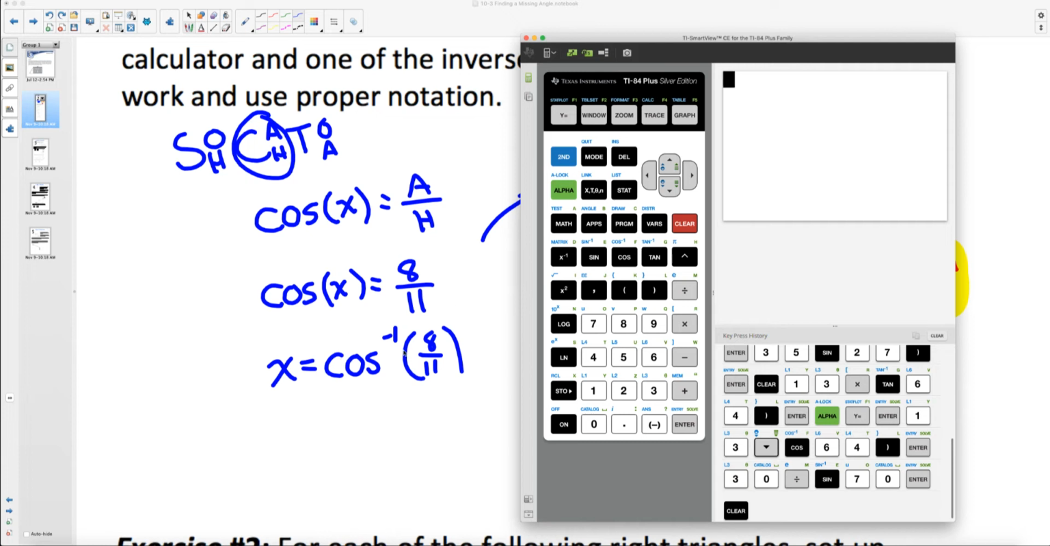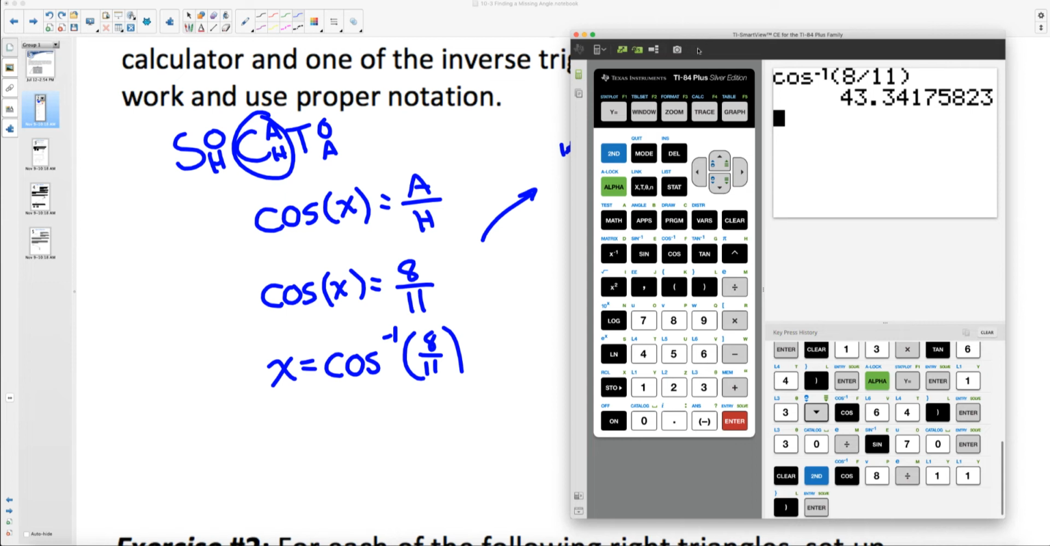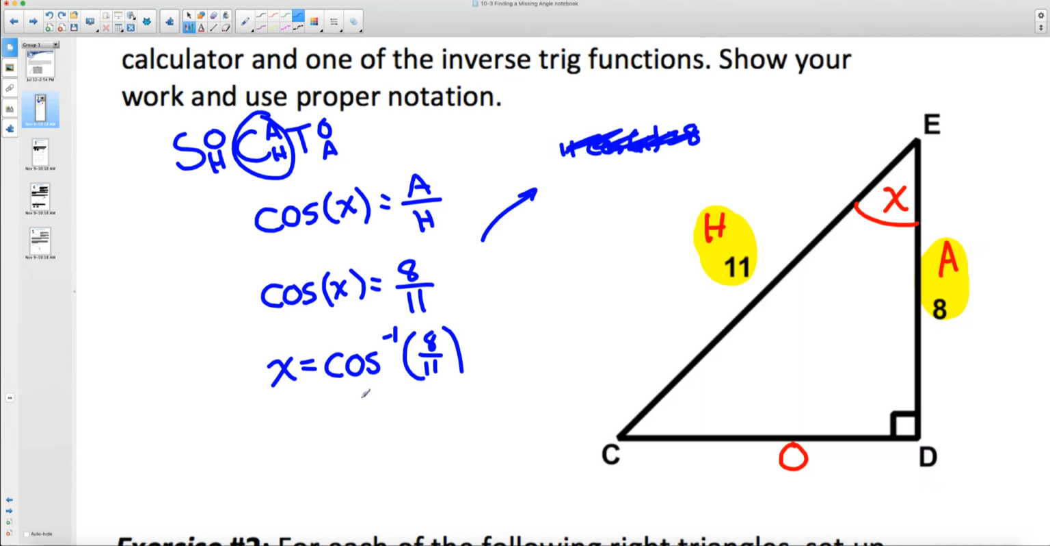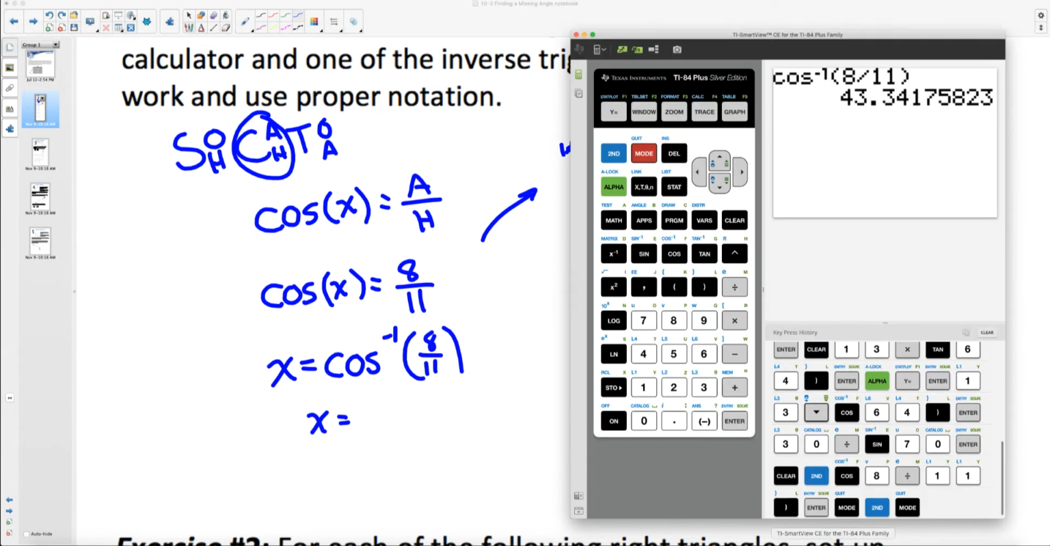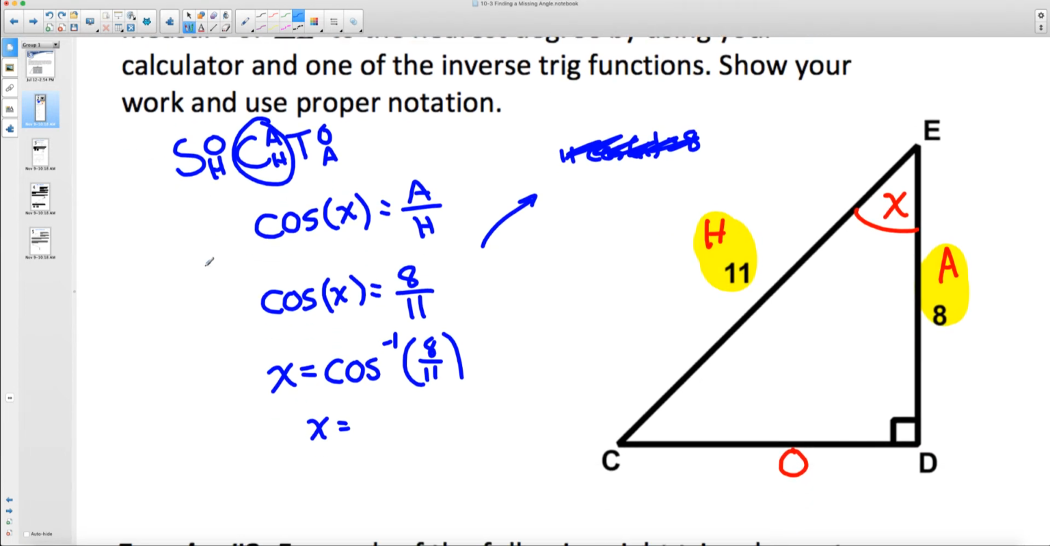To get this inverse, cosine inverse, you hit second cosine, and now we'll just go ahead and put in 8/11ths, and then close it up. So we get 43.34 degrees. Again, we want to make sure you're in degree mode, so if you're not, mode, degree, we looked at that in the last lesson. So that angle is 43.3. And what are the rounding directions? To the nearest degree. So to the nearest degree, it's just 43 degrees.